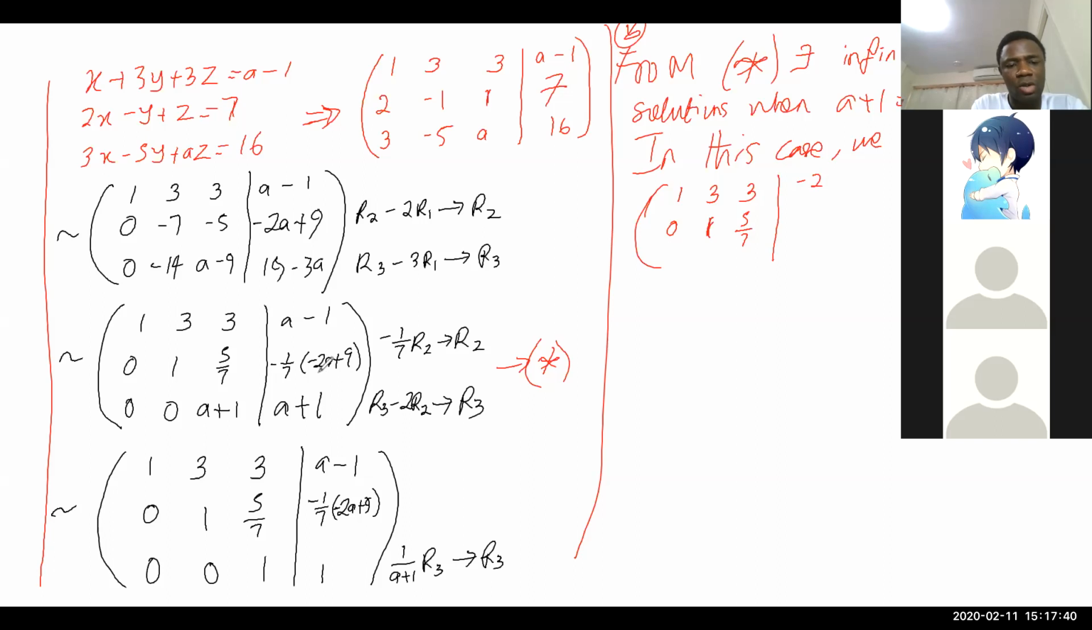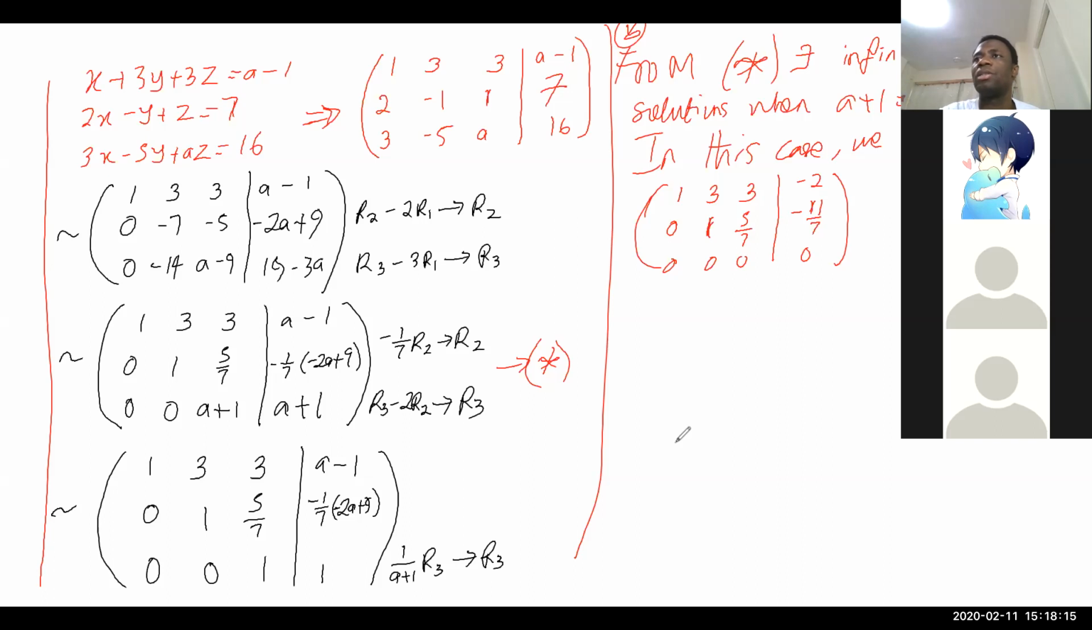When a is negative 1, what is that? That's 2 plus 9, 11. So negative 11 over 7. Please confirm that. Am I right so far? Please talk to me. And the third row will be 0, 0, 0, 0. So this is your echelon form. So from this echelon form, find your general solution in terms of parameter, of course.